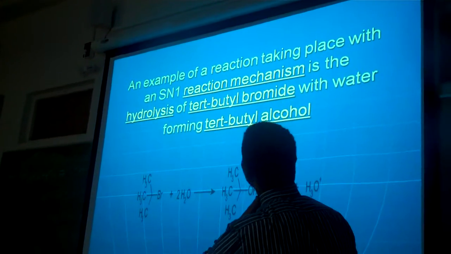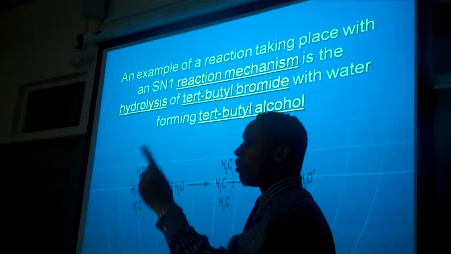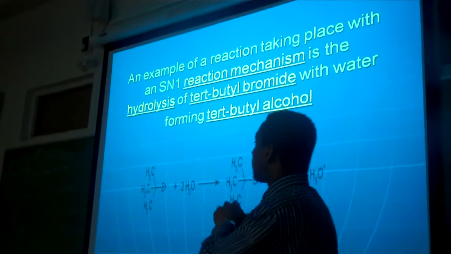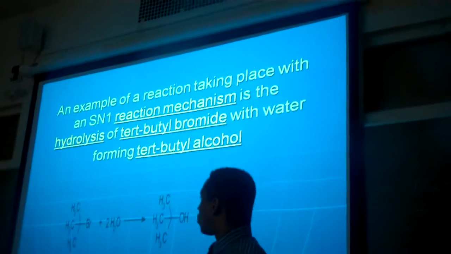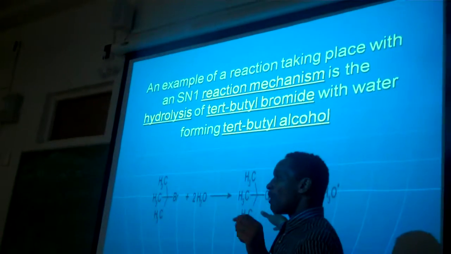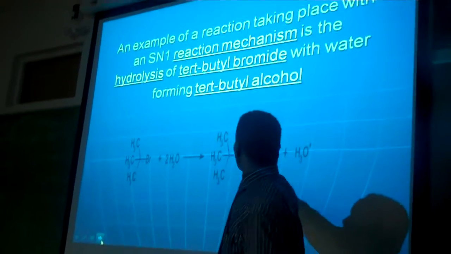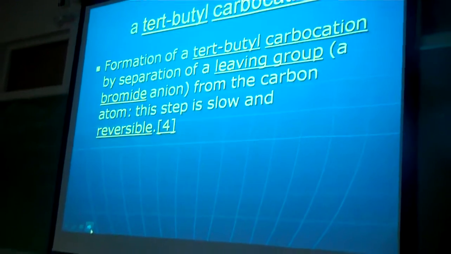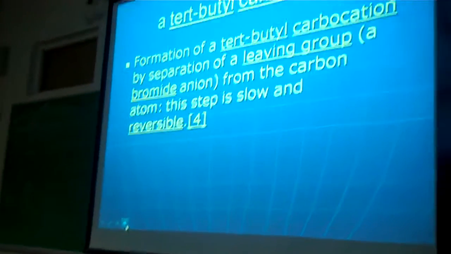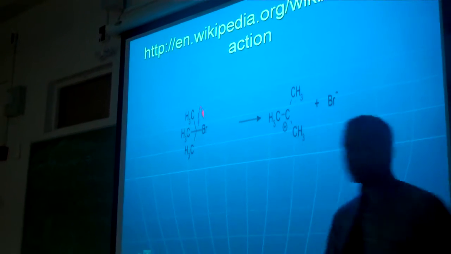An example of a reaction taking place with an SN1 mechanism is the hydrolysis of tert-butyl bromide. It's tertiary, in water, a regular solvent you heard about, forming tert-butyl alcohol. So I'm taking an alkyl halide and making an alcohol. If I have a company that makes this, I make a lot of money, right? Rubbing alcohol. Formation of the tert-butyl carbocation by separation of a leaving group, the bromide ion. All I need is to put this in a good solvent for this to occur.